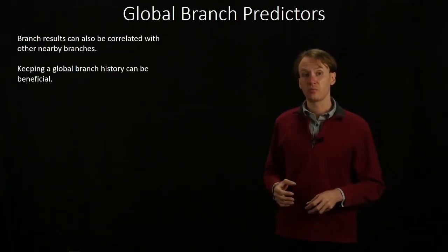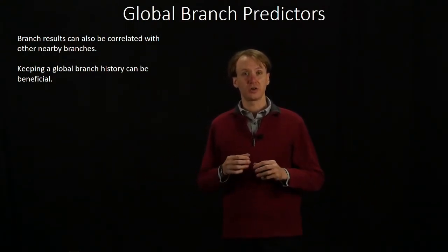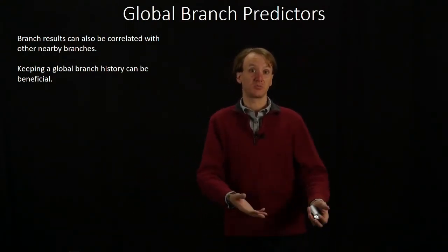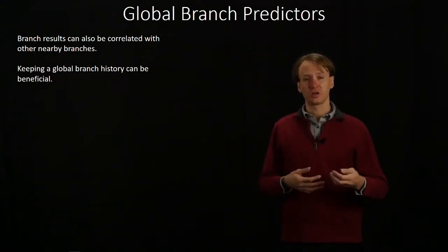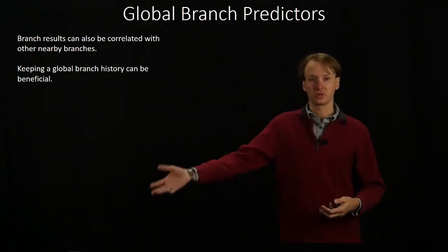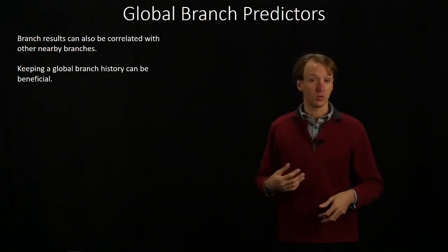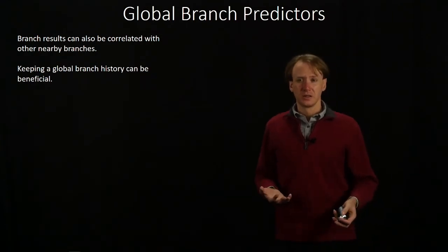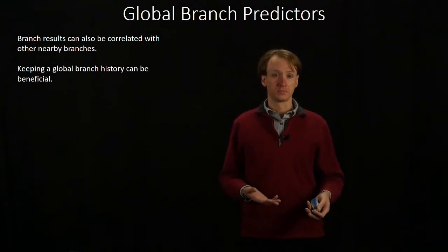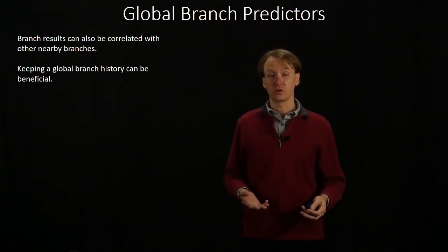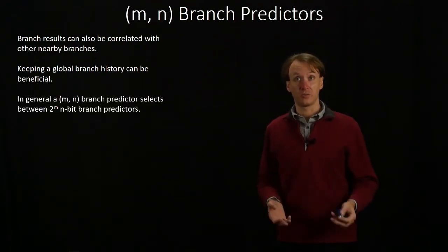Alternatively, we could look at how branches interact overall. We could keep track of the history of all of our branches and use that to make predictions. You can reasonably imagine that some branch results are correlated with neighboring results. Maybe if we just keep track of what all of our branches have been doing, that we'll get slightly better results. But it turns out that this doesn't work really well on its own. It can, however, work really well if we do it in combination with some of the local history that we had before.